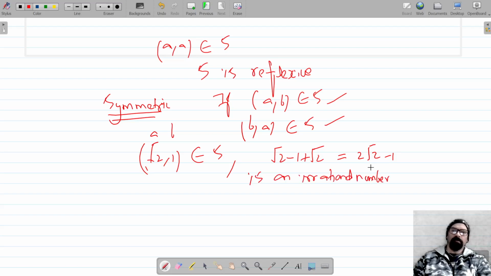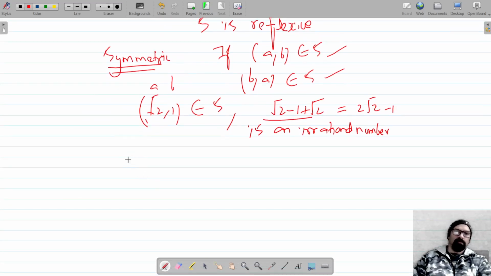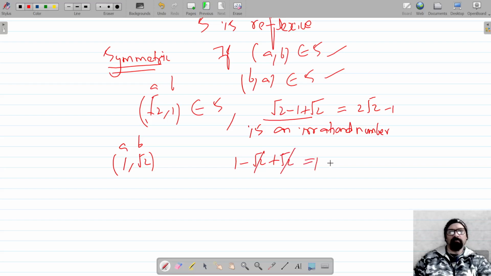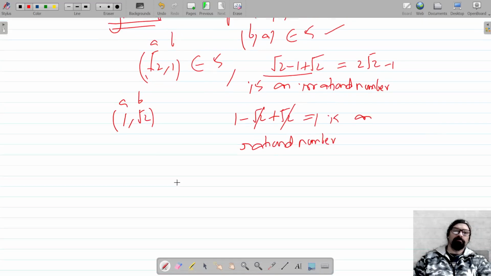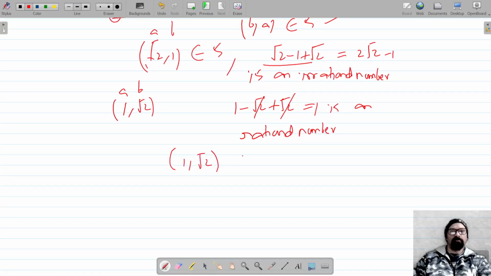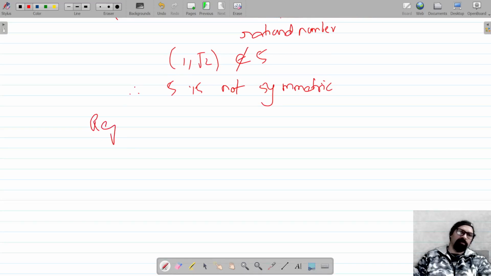But if we change the order to (1, root 2), now this is a and this is b. So a minus b plus root 2 is 1 minus root 2 plus root 2, which is equal to 1, a rational number. So (1, root 2) does not belong to relation S. So S is not symmetric.